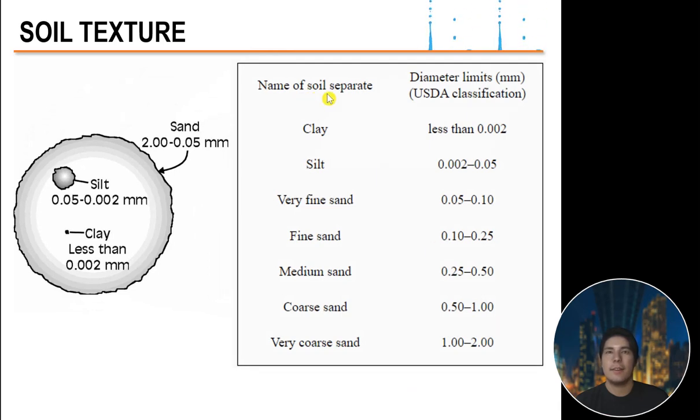So, ito yung name ng mga soil separate natin. We have clay, silt, fine sand, medium sand, coarse sand, and very coarse sand. So, with this soil separate, meron din siyang mga corresponding diameter limits in millimeter in accordance with the United States Department of Agriculture classification. So, for clay, that is less than 0.02. Pag silt, 0.02 to 0.05, di ba? And then, pag sand, makikita mo, ranges from around 0.05 to 2 mm. Okay? So, ito yung sand.